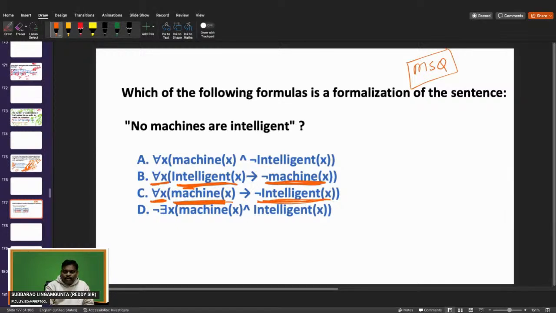So I want to say B and C are correct. For all x, if it is a machine, it cannot be intelligent. And one more thing is, if it is intelligent, it cannot be a machine. Am I right or wrong? Please check once. No machines are intelligent. If it is a machine, it cannot be intelligent. If it is intelligent, it cannot be a machine.